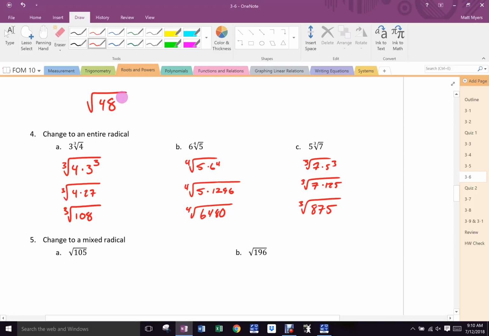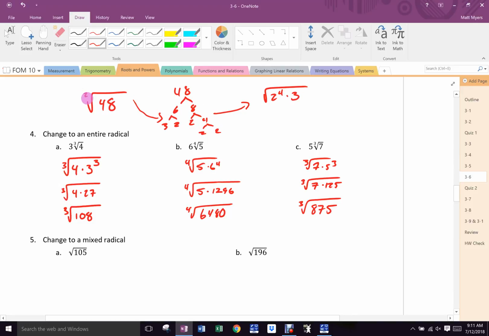So start factoring. 48 breaks down into what? 6 and 8. Then what? 3 and 2 and 2 and 4. And then 4 breaks down into 2 and 2, correct? So the root of 48 is really, once we go through this, the root of 2 to the 4th, 1, 2, 3, 4, times 3, correct?